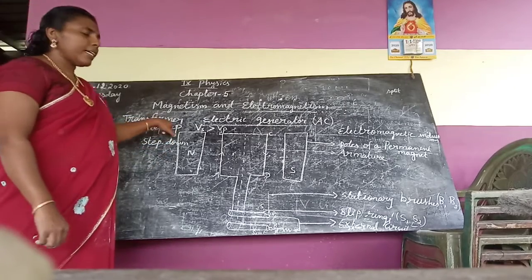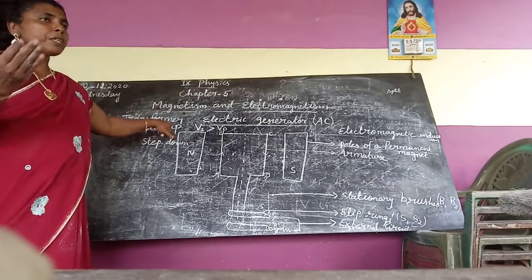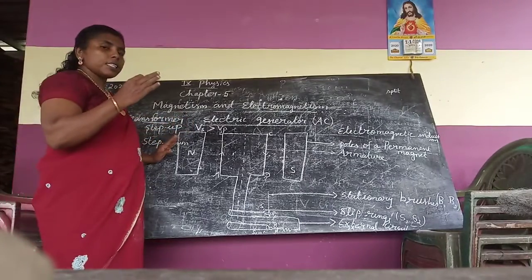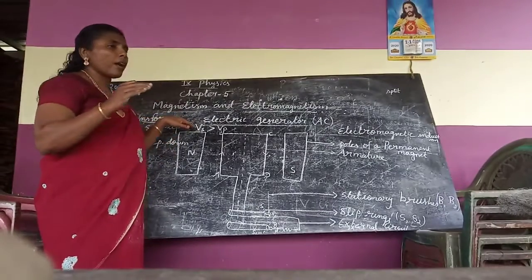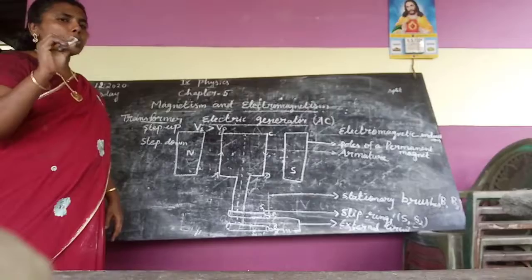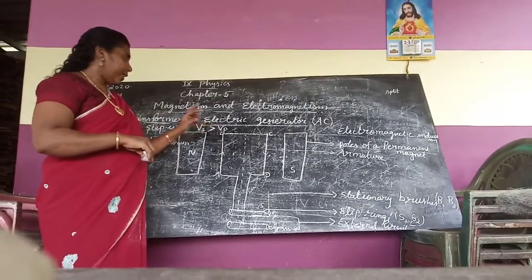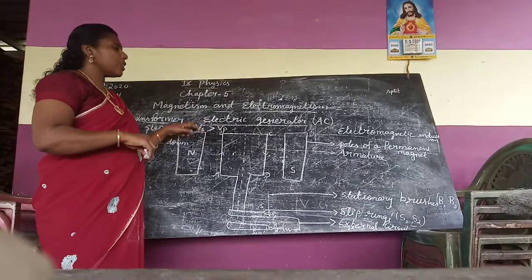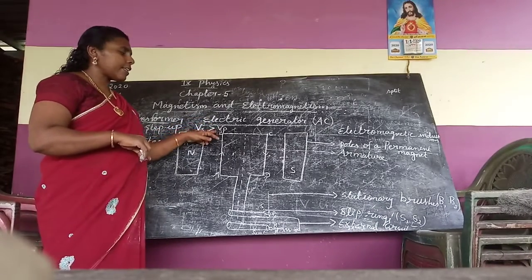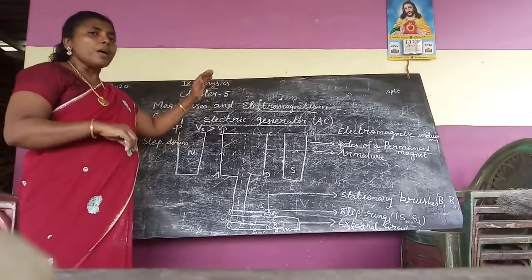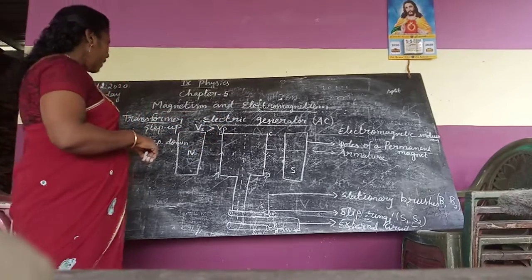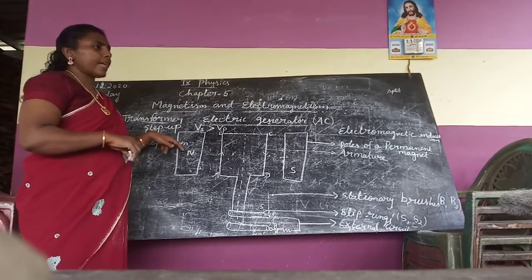So we have learned about the step up transformer. If you learn this, step down is very easy. So what does step up mean? A step up transformer is used to convert low alternating voltage to high alternating voltage. Here the number of turns of the secondary coil is greater than the number of turns of the primary coil. The next one, step down transformer.